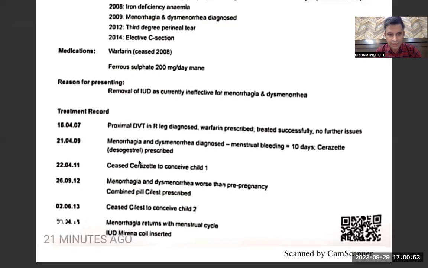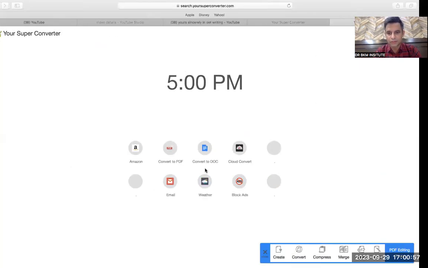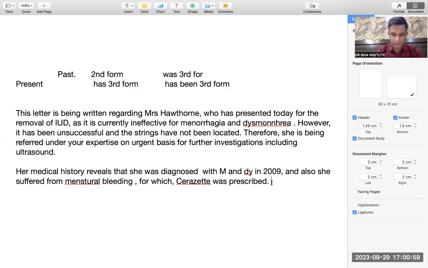Then this medication was ceased to conceive child one. So now this medication was ceased to conceive child one.